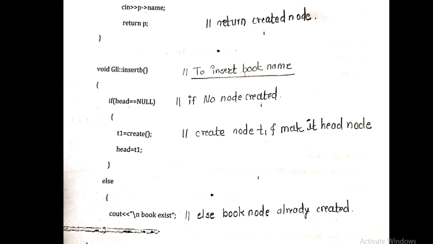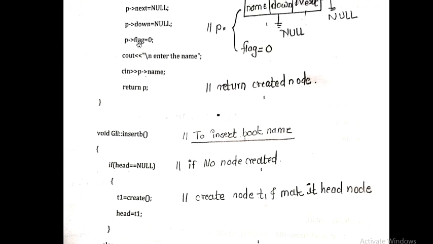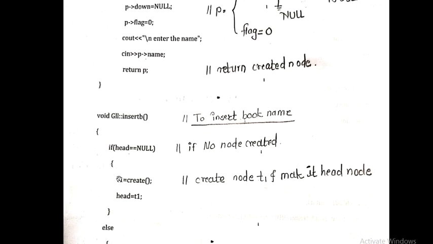If a previous head is available, then we cannot insert another book over there, right? So we'll check if head is equal to null, meaning no head is created, no such book is created, and that's why here we can create that node. Whatever node we are calling, that is the book name, for example DSA. If we are creating the book as DSA, its node will get created by that create function we have seen previously, and we are calling it T1. So what is my T1?